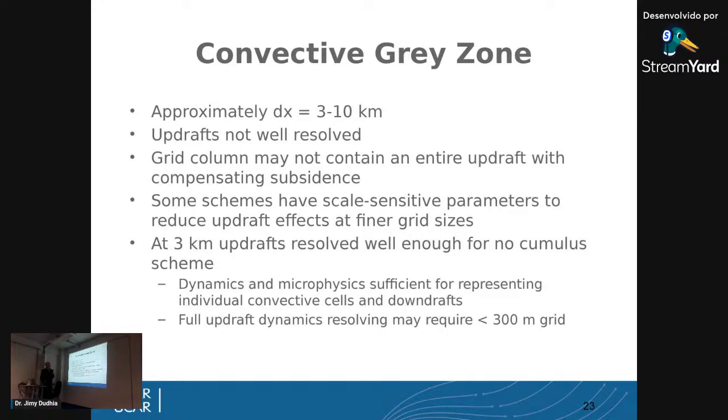Dynamics and microphysics are sufficient to represent individual convective cells and downdrafts, especially mid-latitude strong thunderstorms, reasonably well resolved at 3 kilometers. Some may say tropical updrafts are not so well resolved by 3 kilometers, and you may even have to go to 1 kilometer before you resolve those. But to fully resolve the updraft dynamics may require less than a 300-meter grid, which is large eddy scale, usually very expensive to run, and weather prediction models tend not to be down at this scale. The finest grids they have in weather prediction models are of the order of 1 to a few kilometers in some countries.